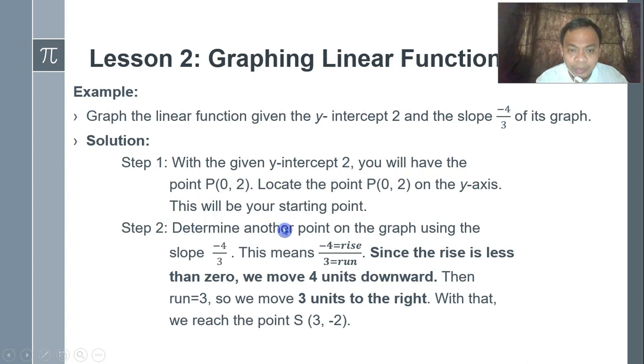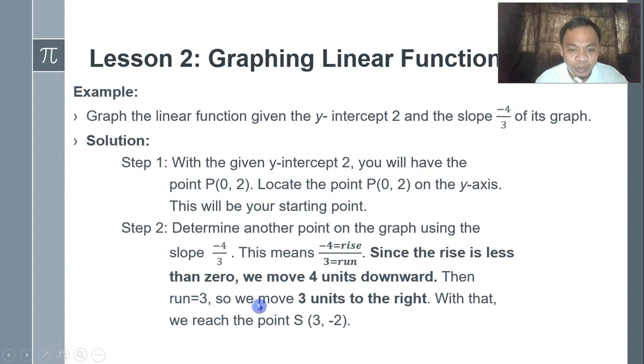Step 2, determine another point on the graph using the slope, which is negative 4 over 3. This means our rise is negative 4. Since negative yung rise natin, so going down, pababa po tayo. Tapos yung run natin ay positive, so papunta sa right. Okay, so ito, since the rise is less than 0, we move 4 units downward, then run 3.